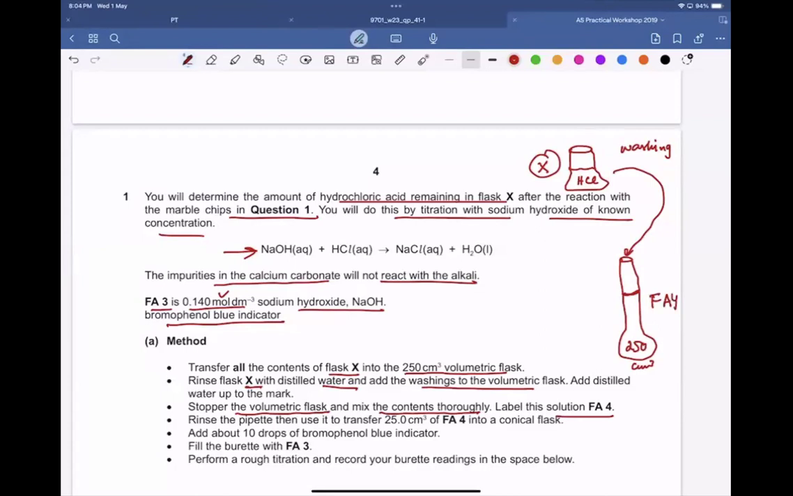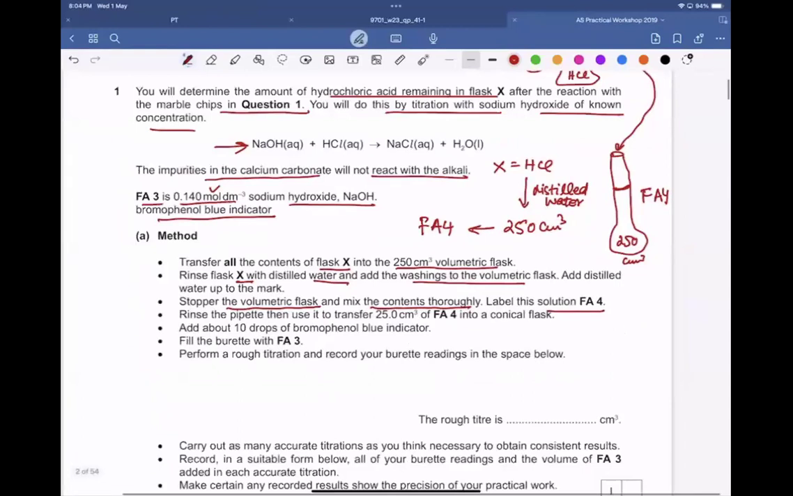So how has FA4 been made? Flask X has HCl, and that HCl is mixed with distilled water, if you see. And as a result, a total of 250 centimeter cube solution is prepared, and that 250 centimeter cube solution is FA4. Is this clear to all of you? Rinse the pipette, then use it to transfer 25 centimeter cube of FA4 into the conical flask. Add about 10 drops of bromophenol blue indicator. So if they ask you to add 10 drops, then do add 10 drops.